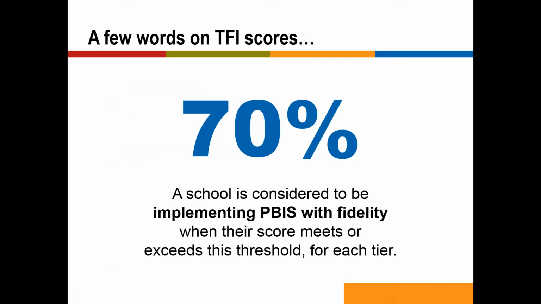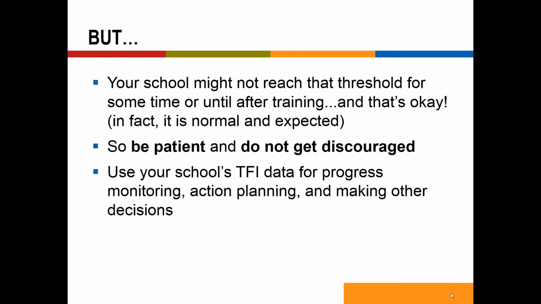If a school team scores at least 70% on each tier of the TFI, it can be said that they are implementing PBIS with fidelity. If you are a new school that is just starting to implement PBIS, it is not expected that your school will be at 70% right away. It will take time and focused action planning and school-wide efforts before your school is implementing PBIS with fidelity. So be patient and don't get discouraged.